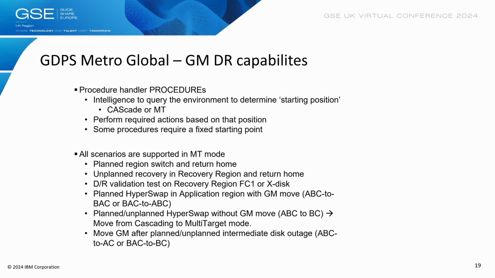So it's not the same thing if you want to do region switch from a cascaded environment or for a multi-target environment. You won't have to do the same operation in terms of resynchronization of the data and on the global mirror session and so on. So GDPS determines all of that automatically thanks to the procedure handler.